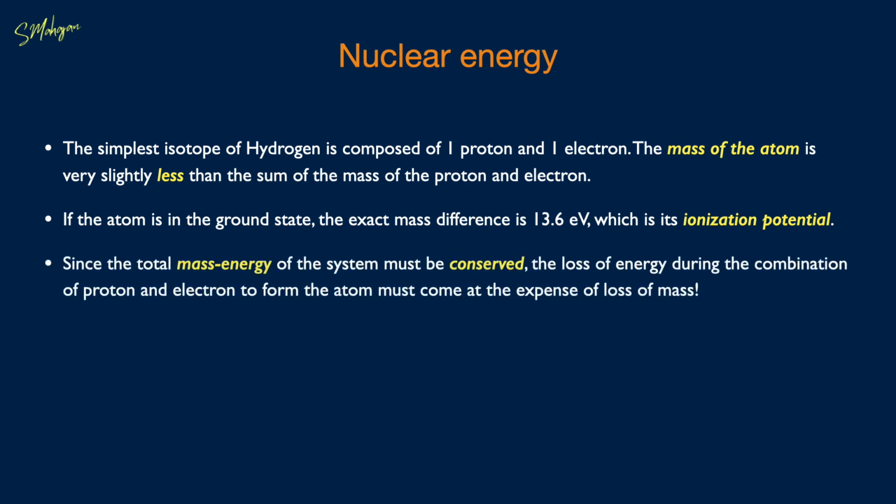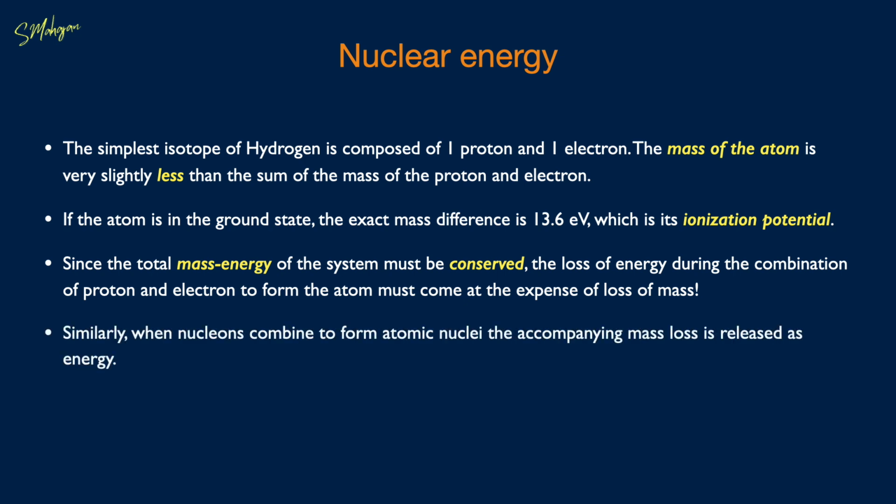Since the total mass energy of the system must be conserved, the loss of energy during the combination of proton and electron to form the atom must come at the expense of loss of mass. Similarly, when nucleons combine to form atomic nuclei, the accompanying mass loss is released as energy.